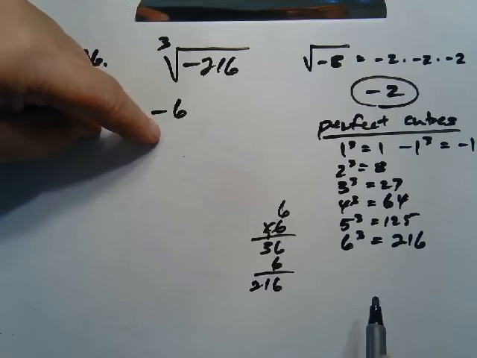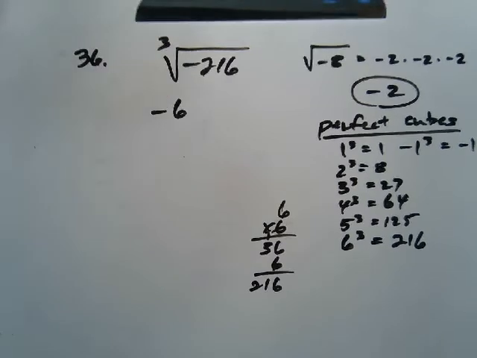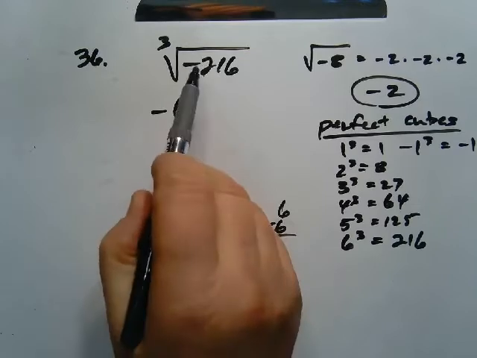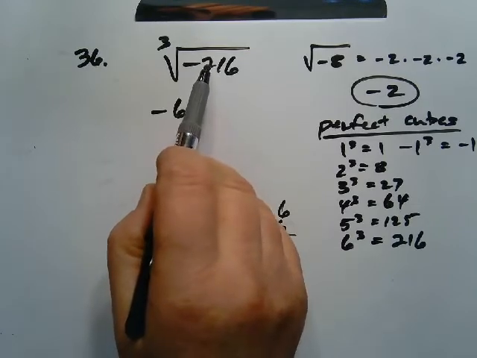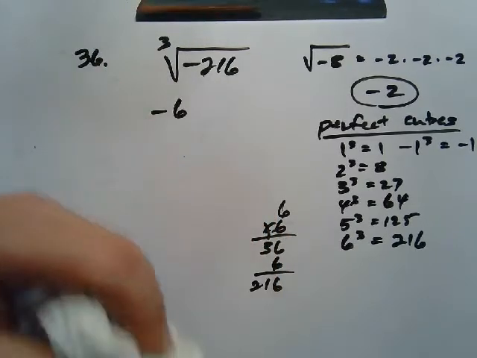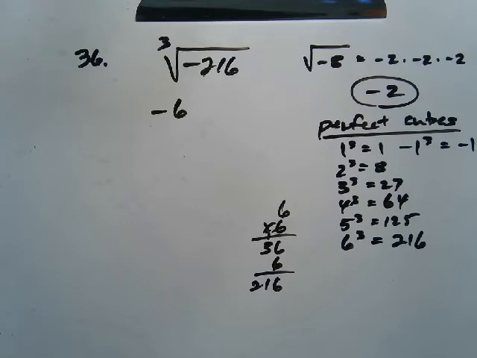Negative 6 times negative 6 times negative 6. 3 negatives give me a negative 216. So just remember that negatives under the radical are okay and don't involve i if it's an odd index up there. Let's look at the next one.